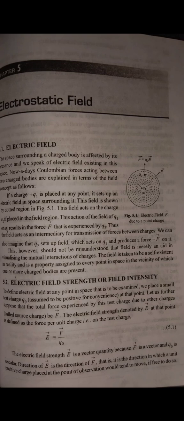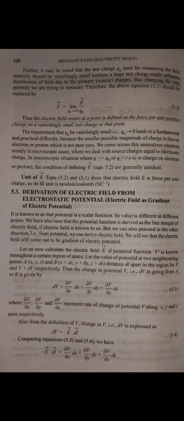The electric field strength E vector is a vector quantity because F vector is a vector and Q naught is a scalar. Direction of E vector is the direction of F vector. That is, it is the direction in which a unit positive charge placed at the point of observation would tend to move, if free to do so.